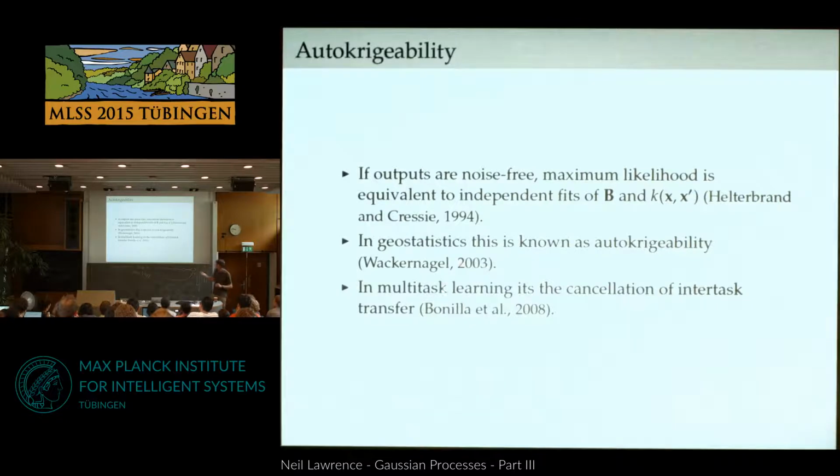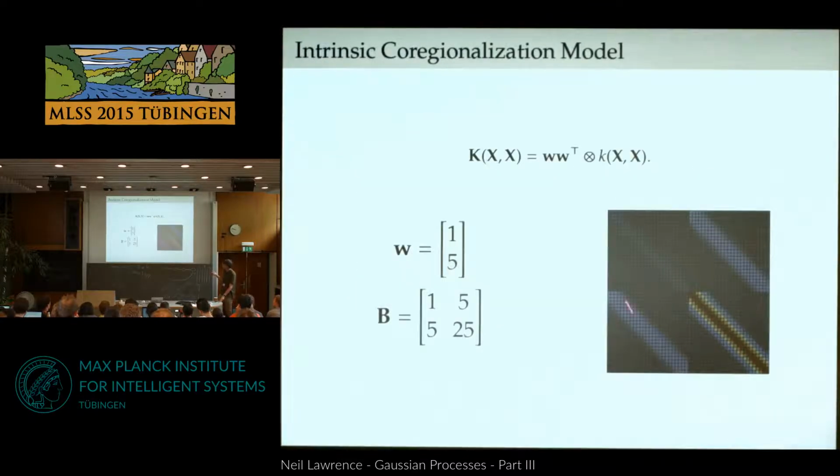Hans Wackernagel, who's really good, does a lot of Kalman filtered, extended Kalman filter work now. He's based at École des Mines, Paris, and is a very interesting person to hear talk, and comes from this geostats background. His supervisor was Matheron, and Matheron did all the formalization of Krige's work, and there's a large body of French work on that. And in multitask learning, Edwin and Chris Williams, and another author whose name escapes me for the moment, called it the cancellation of intertask transfer.